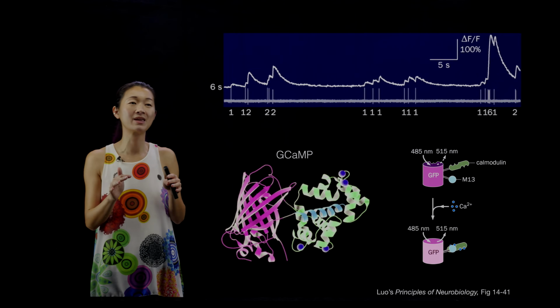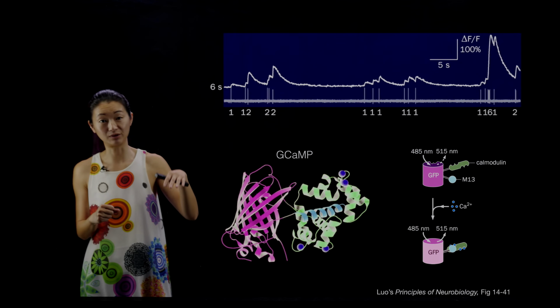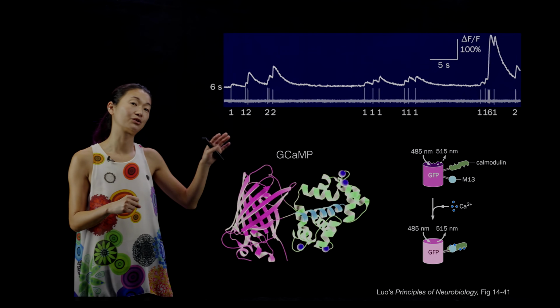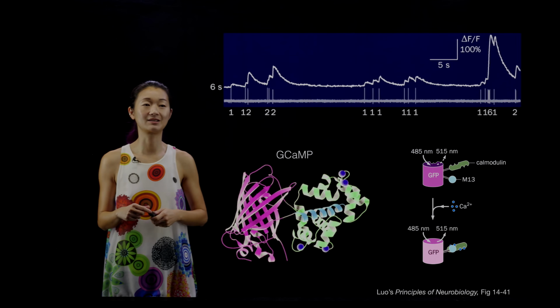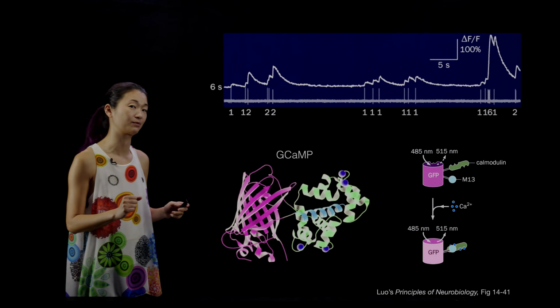People do it slightly differently, but the philosophy is the same. You're looking at the change in fluorescence instead of the actual number of photons emitted by GCaMP. And that is the quantity that is proportional to the electrical activity of that cell. These are two important points to know about GCaMP recording.